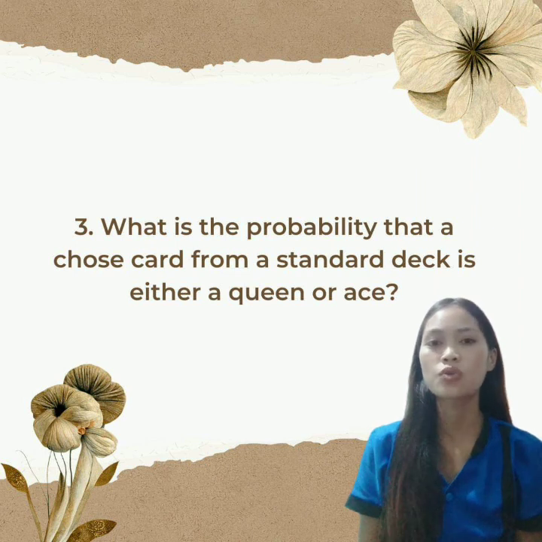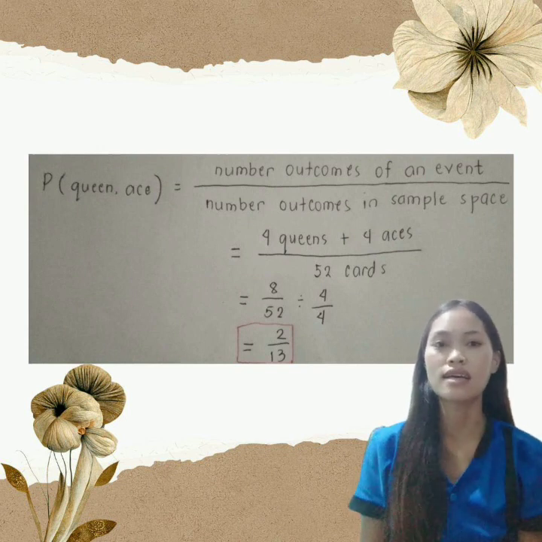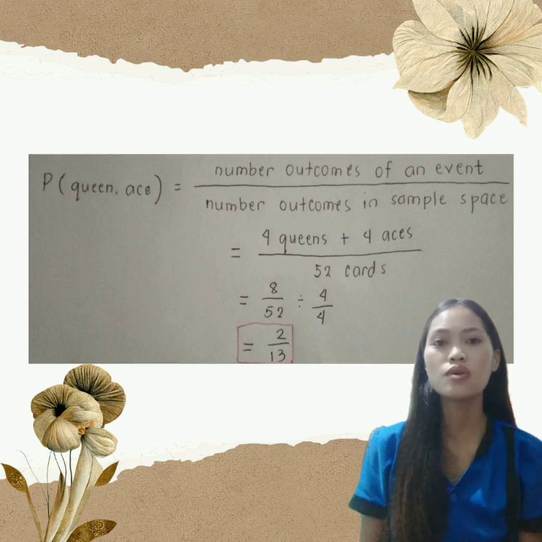In this problem, since we're going to find the probability, of course, we have to use the formula for probability. We all know that there are only 4 queens and 4 aces, and the total number of cards is 52. All we need to do is substitute the given values using the formula. Probability is equal to the number of outcomes divided by the number of outcomes in the sample space.